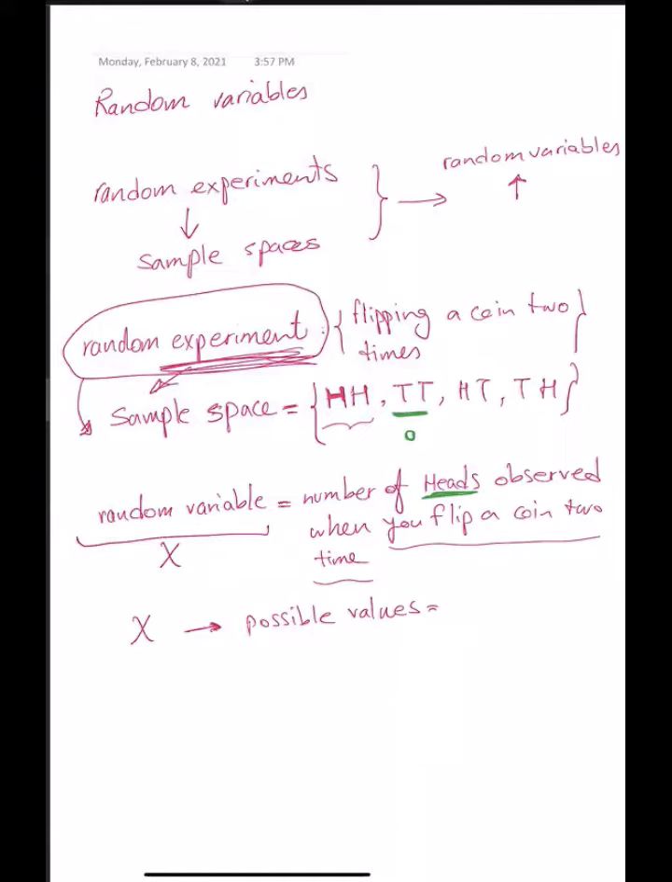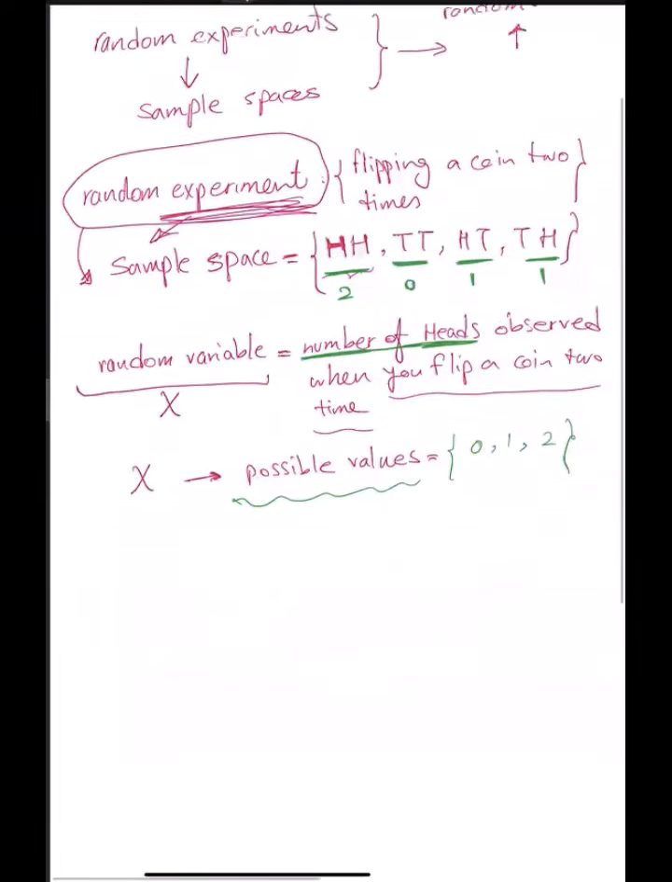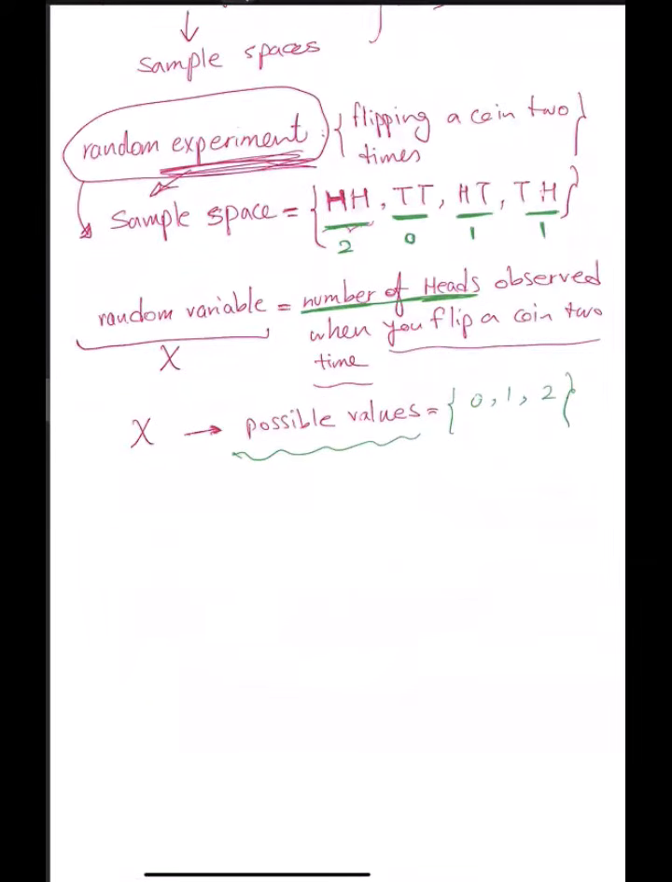When would I observe 1 head? Head, tail, or tail, head. I observe one head. And when would I observe 2 heads? Then it's head, head, right? I observe 2 heads. So if I define a random variable as number of heads observed when I flip a coin 2 times, what are the possible values for this random variable? 0, 1, and 2.